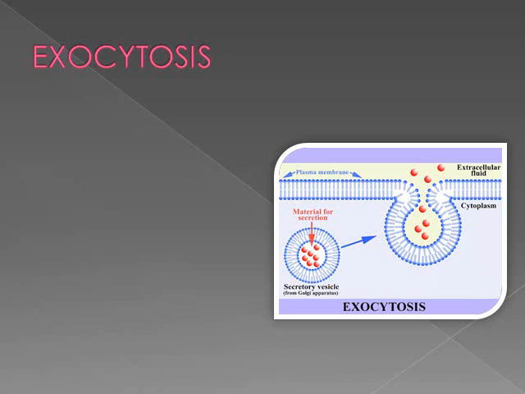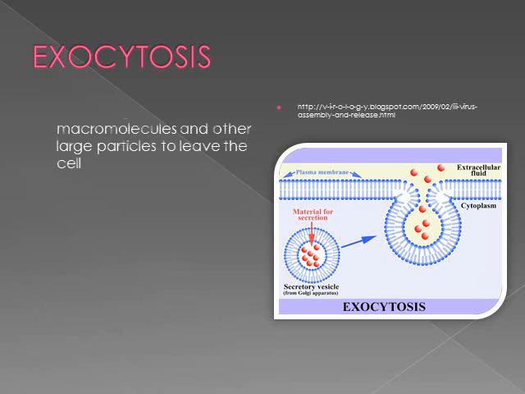Exocytosis is the reverse, where we have material that's already been packaged. And again, in this graphic, we can see that we've got a secretory vesicle that's been made from the Golgi apparatus. It's going to migrate toward the cell membrane, and because of the fluid nature of the membrane, it's able to become part of the original membrane that's already there, and the material that was packaged is released into the extracellular fluid, whatever that might be.